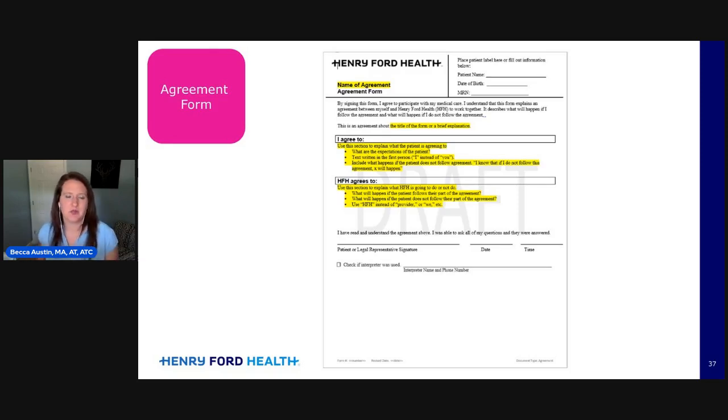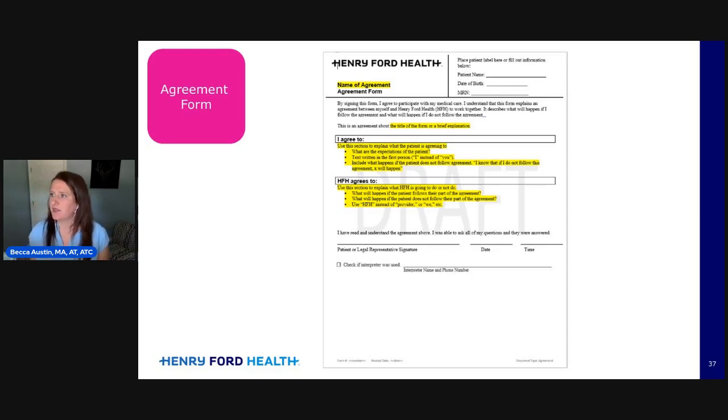So again, you'll see some similarities. All of the yellow areas are the free text. That is where our employees are able to go in. They can name the form, they can put the information about what the patient agrees to, and then what our organization agrees to. So again, at the top, because it might be really hard for you to read: by signing this form, I agree to participate with my medical care.